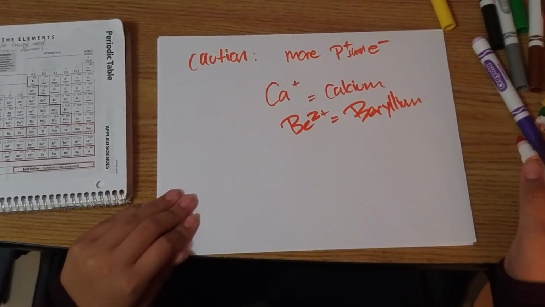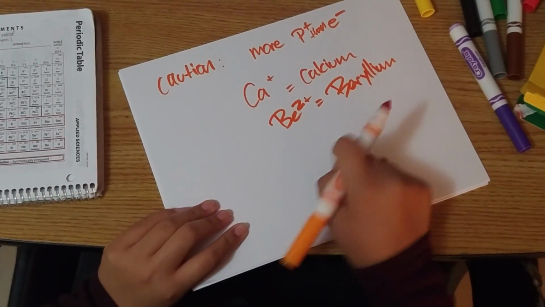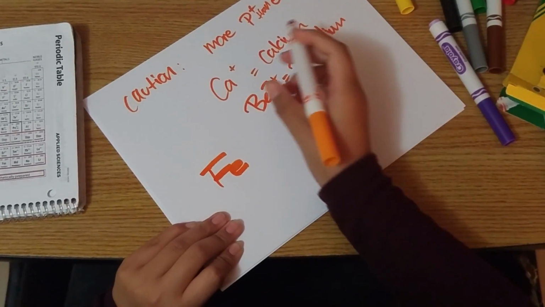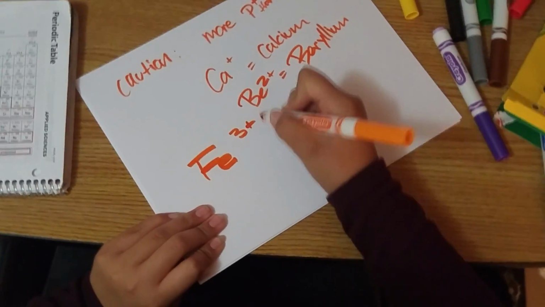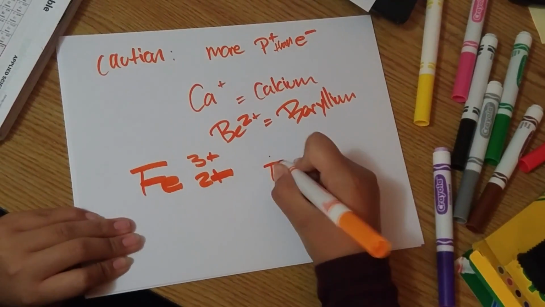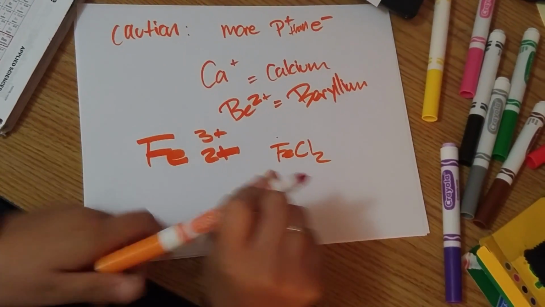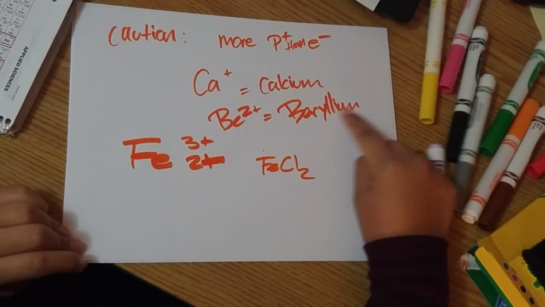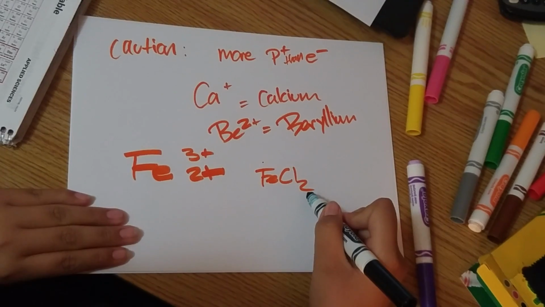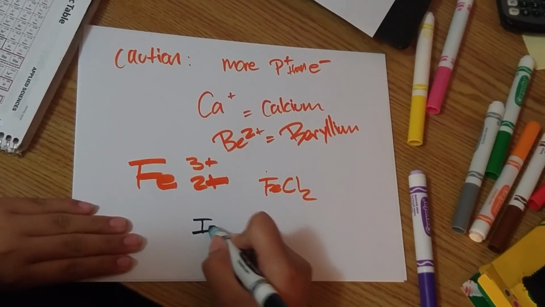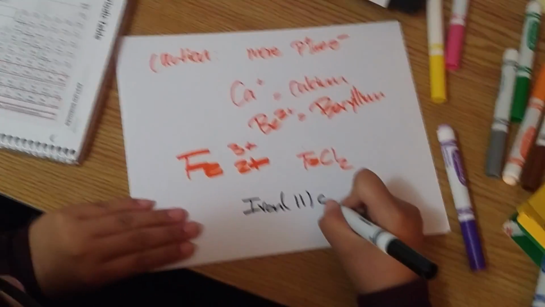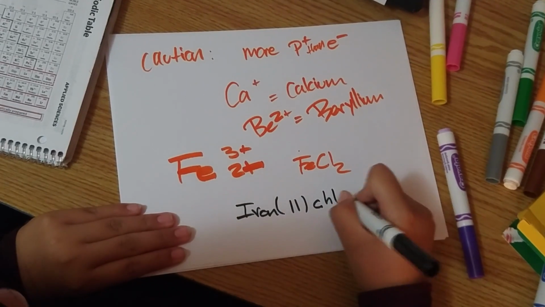And these ones with multiple charges would require a Roman numeral when they're being written down. For example, Fe has two charges, 3+ and 2+. In FeCl2, when you write it out, it would have to be written with the Roman numeral. Since there's a 2 at the end, it'd be iron(II) chloride.